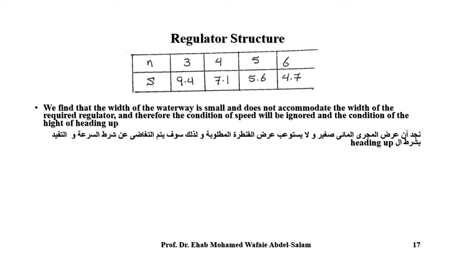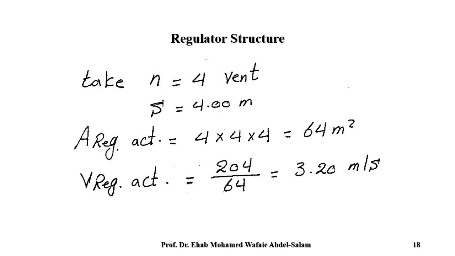In this example, we find that the width of the waterway is small and does not accommodate the width of the required regulator. Therefore, the condition of speed will be ignored, and take care from this. And the condition of the height of heading up. Take N equal 4, S equal 4, area regulator actual equal 64, V regulator equals 3.2 meter per second.